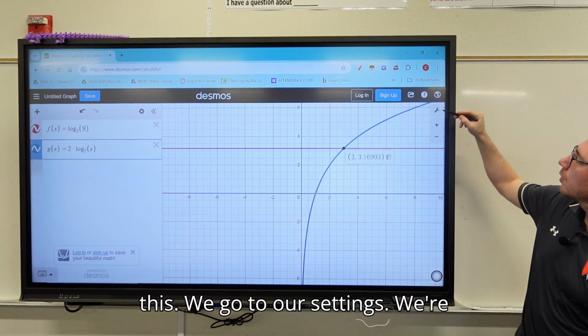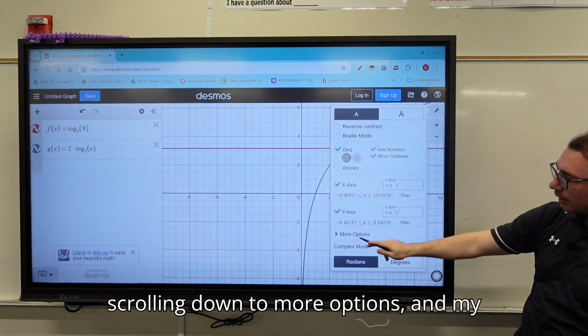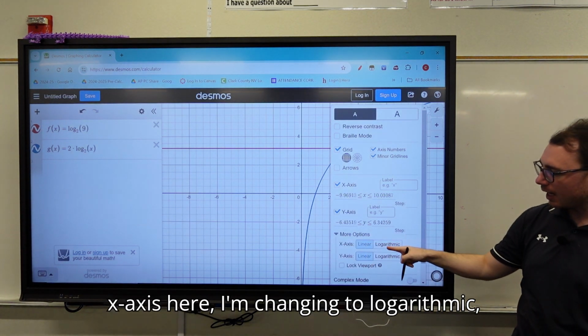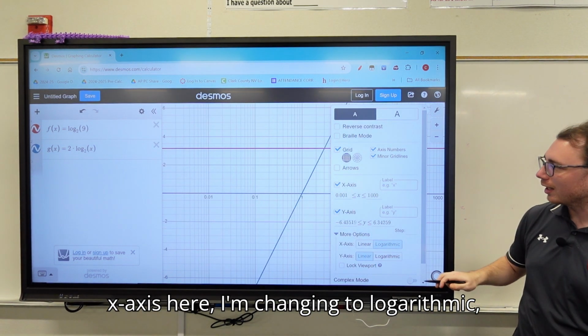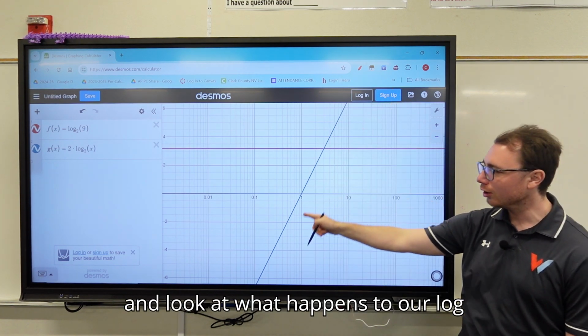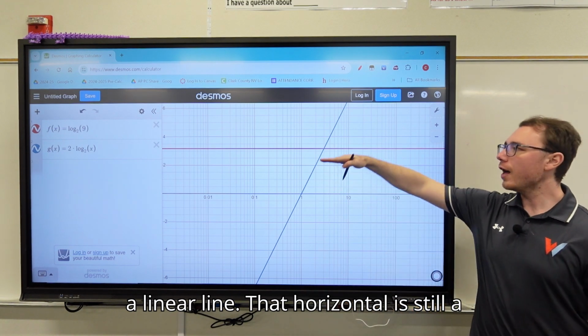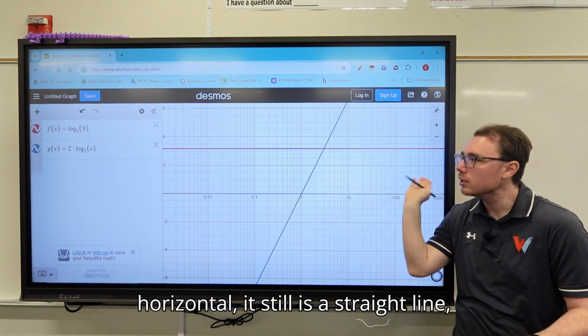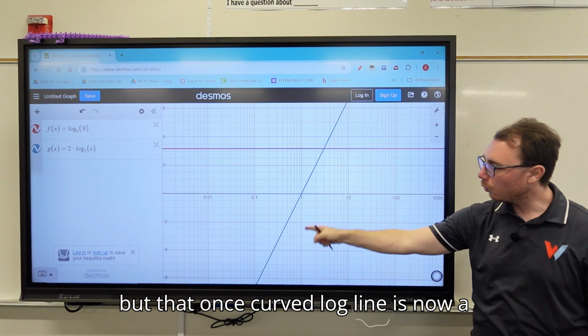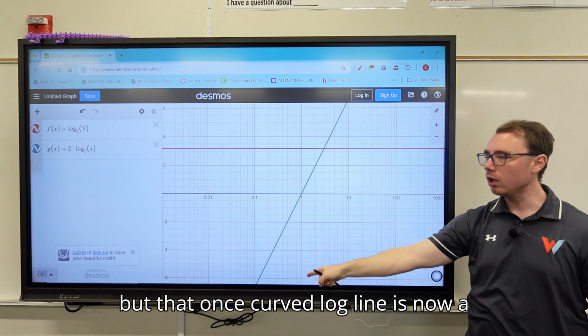Let's showcase this. We go to our settings, scroll down to more options, and my x-axis here, I'm changing to logarithmic. And look at what happens to our log function. Our log function now looks like a linear line. That horizontal is still a horizontal, still just a straight line. But that once curved log line is now a linear line.